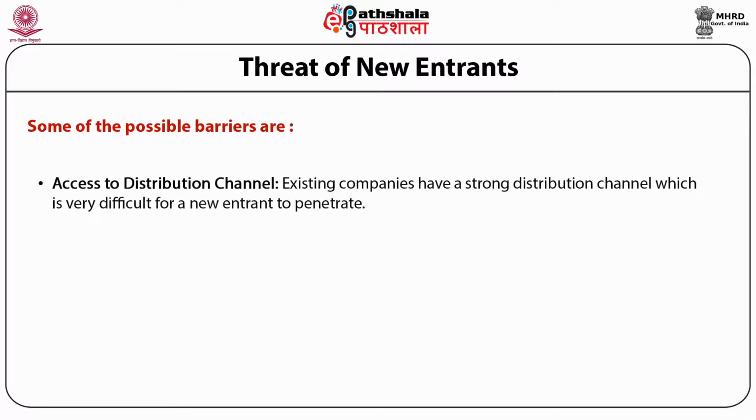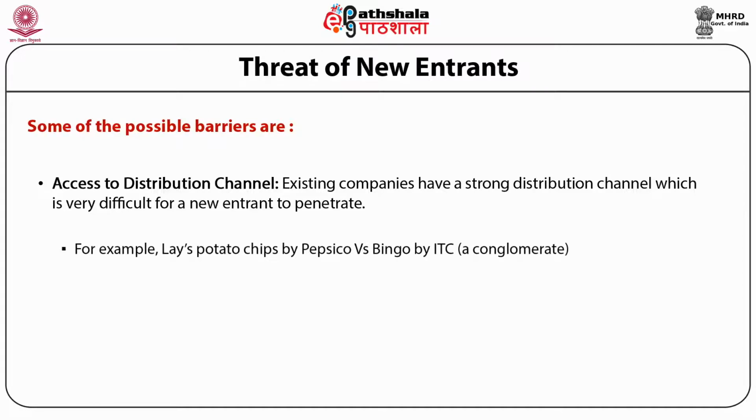Second, the access to distribution channel. Most existing companies in the FMCG and automobile industry are found to have a strong distribution channel, which is very difficult for a new entrant to penetrate. For example, Lay's potato chips by PepsiCo India have a well-established distribution channel that has made its product available to the consumer at arm's length. This has not only posed a challenge to products like Bingo by ITC, a conglomerate, but has also refrained the local players from establishing themselves in the industry.